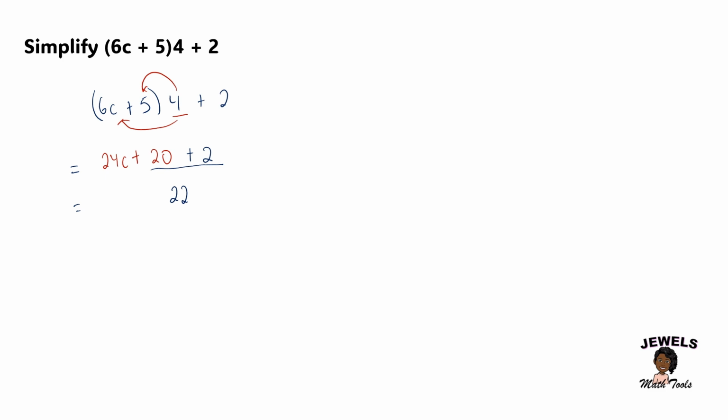And then since 24c is our unlike term, we will simply add the 24c back, and 24c plus 22 will be our expression in its simplest form.